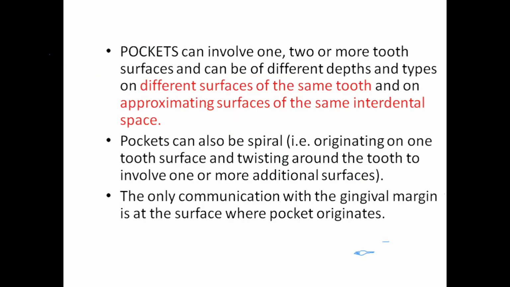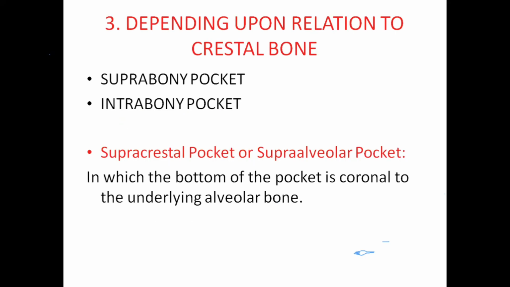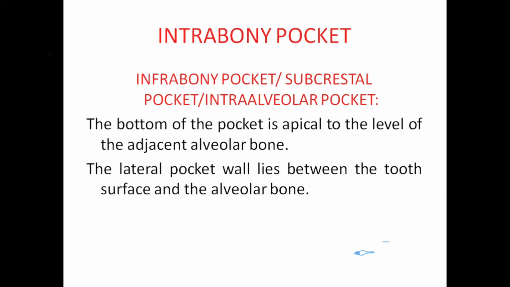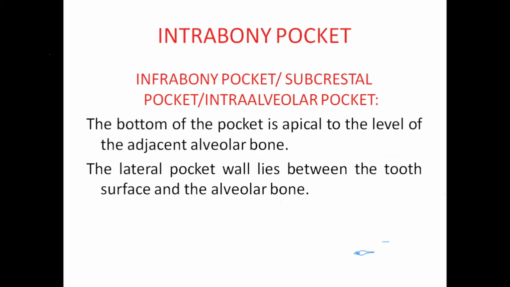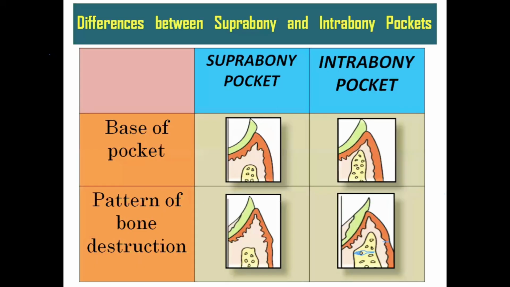Now, this is the theory part. Pockets can also be spiral, that is originating on one tooth surface and twisting around the tooth to involve one or more additional surfaces. Now, based upon the relation to the crestal bone: suprabony pocket, intrabony pocket. This we have already discussed: in a suprabony pocket, the bottom of the pocket is coronal to the underlying alveolar bone, and in an infrabony pocket, the bottom of the pocket is apical or inferior to the level of the adjacent bone.